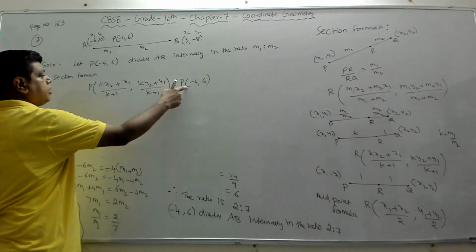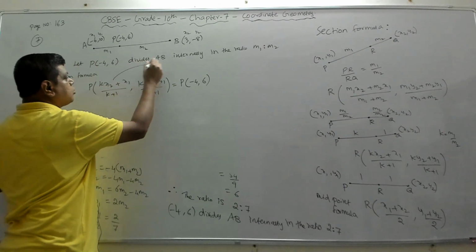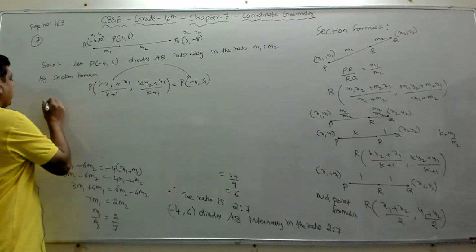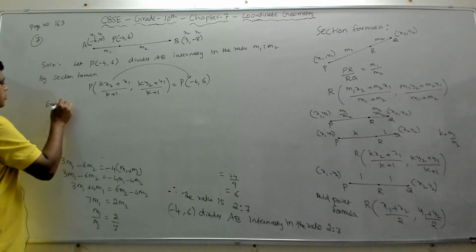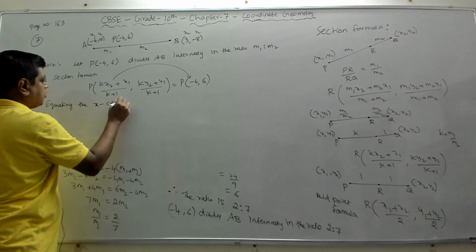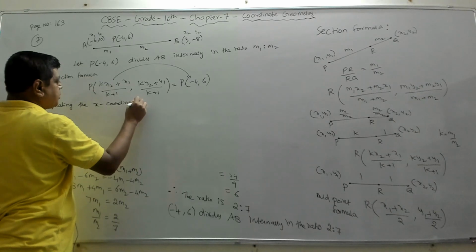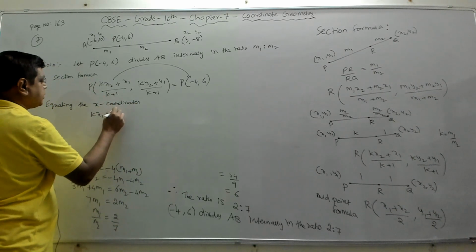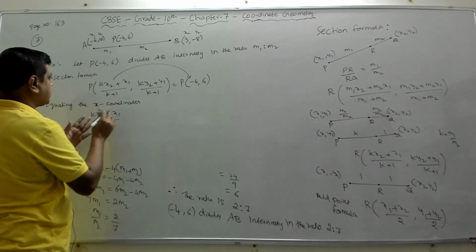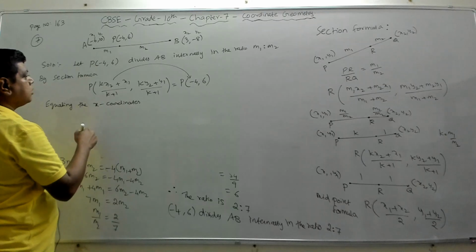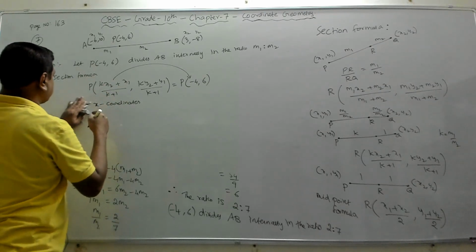Now here we can again equate our x coordinate and try to find the value of k. We can equate this to this, or equate that to this. One of them, we'll equate the x coordinates, the abscissas, so you get kx2 plus x1 by k plus 1. We'll substitute here, or we could have substituted here also, and then we could have equated. Let's first substitute that.